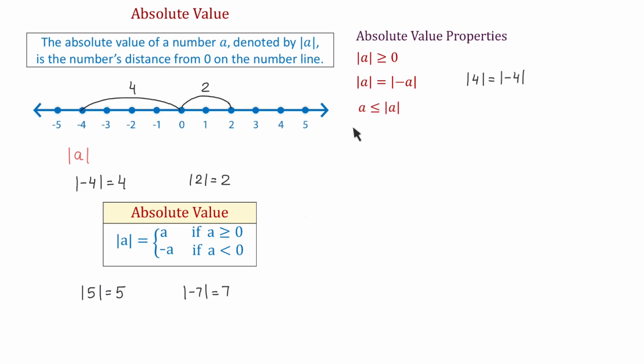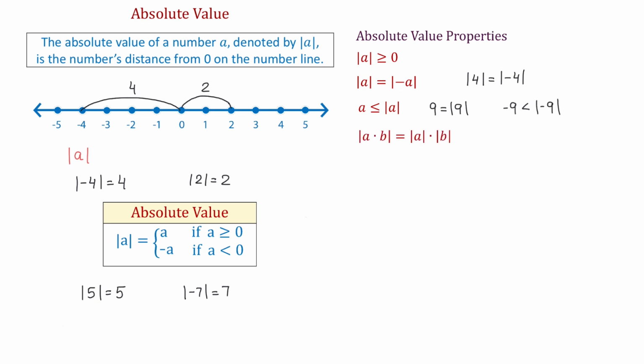The next property is a is less than or equal to the absolute value of a. So again, for any positive or negative real number, a is always less than or equal to the absolute value of a. For example, if a is a positive number like 9, then 9 equals the absolute value of 9. But if a is a negative number like -9, then -9 is less than the absolute value of -9.